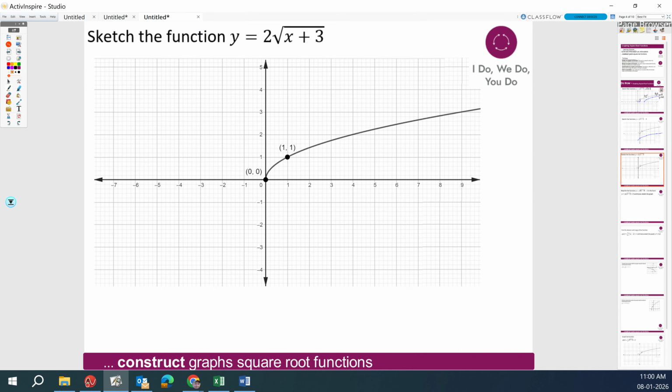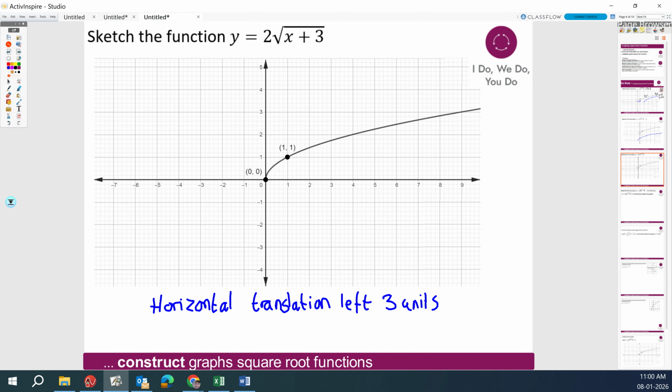Okay, what are our transformations that we have this time? We can take this here. Horizontal translation to the left 3 units.